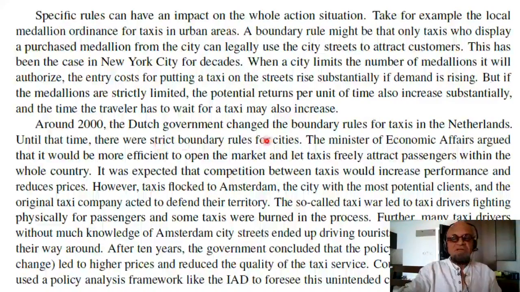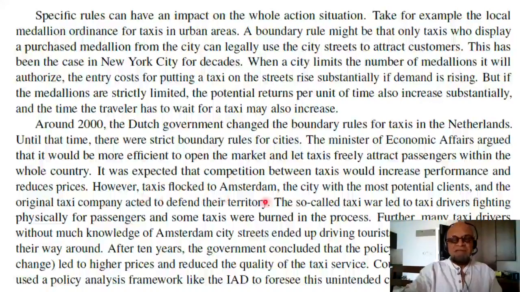Around 2000, the Dutch government changed the boundary rules for taxis in the Netherlands. Until that time, there were strict boundary rules for cities. If you had a medallion for a particular city, you couldn't go out. The Minister of Economic Affairs argued that it would be more efficient to open the market and let taxis freely attract passengers within the whole country. So you got a medallion that was valid anywhere. It was expected that competition between taxis would increase performance and reduce prices, so that taxis would be available across the country at optimum price for everybody.